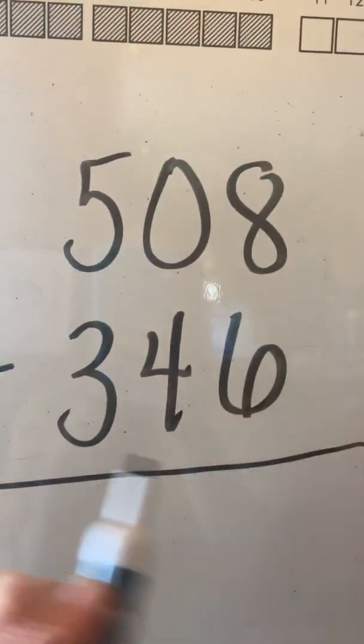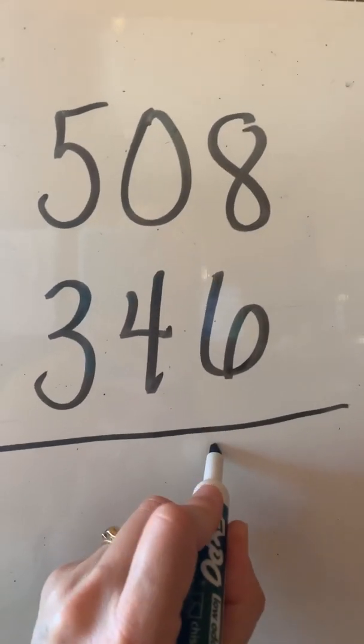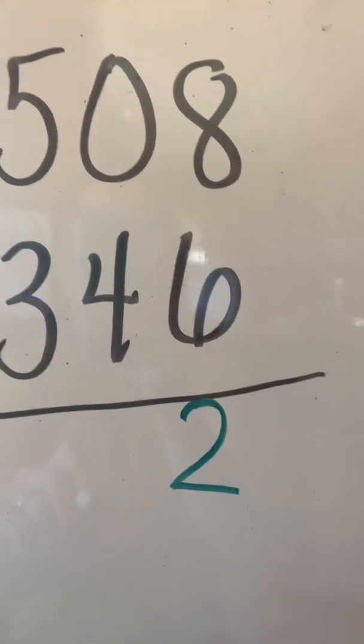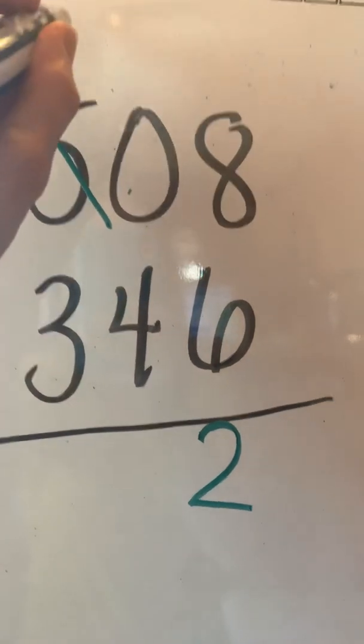8 minus 6. We don't need to ungroup. We just subtract like normal. What is 8 minus 6? Yes, 2 is correct. Now, can we take 4 from 0? No, we can't. So we go next door.